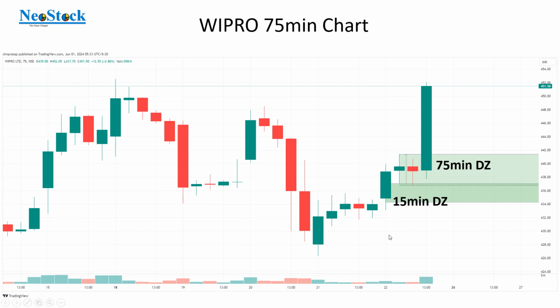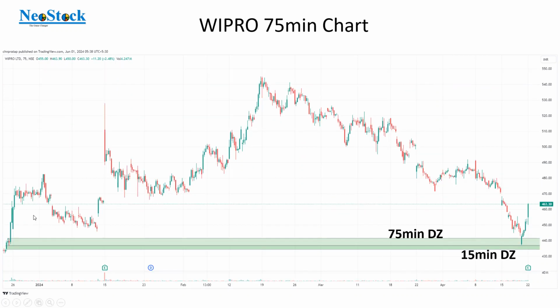Now let us check what happened after that. See, after this zone creation, prices went up and down, up and down, and finally see here a huge downfall in Wipro stock. From nearly 546 rupees it was coming down, finally to 440 rupees, more than 100 rupees down. Finally it reached the horizon which is responsible for the creation of this 75-minute demand zone, and see the move. It gave a very big move.